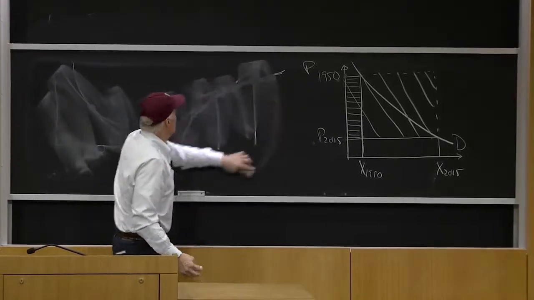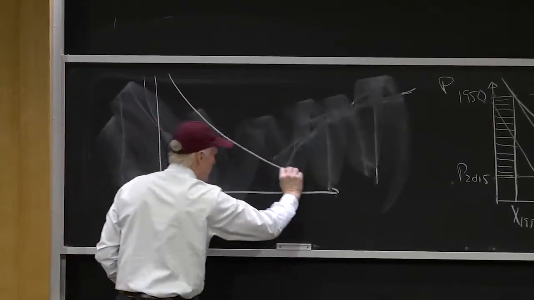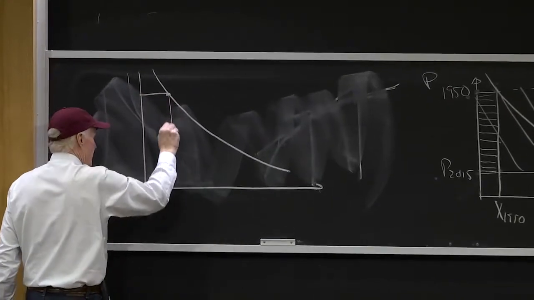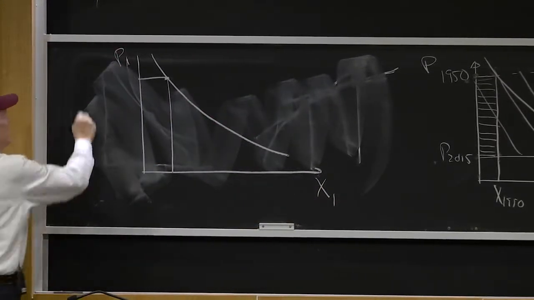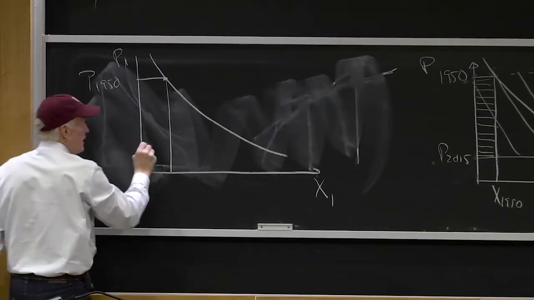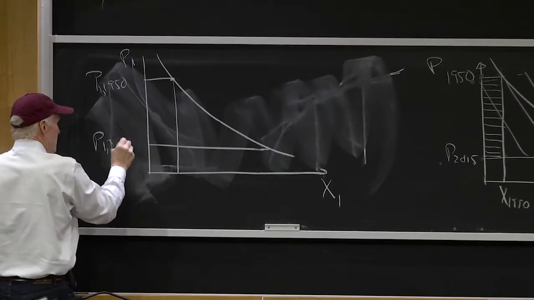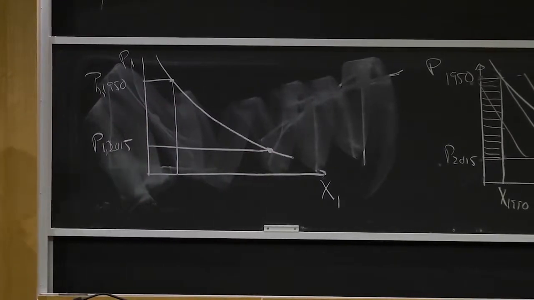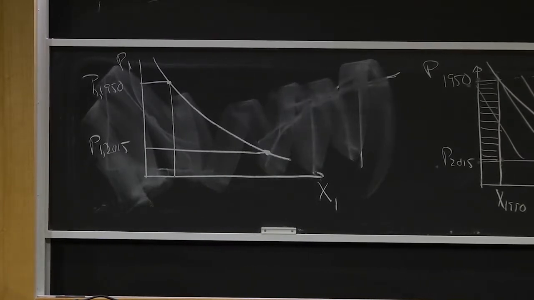So in terms of my picture, here's my picture. All right, so that's my picture. I got my demand curve. Here's X1, P1, P1 1950, P1 2015. So, all right. What would happen with these demand curves? So how's this going to work?